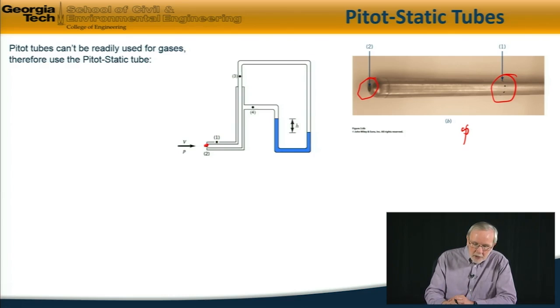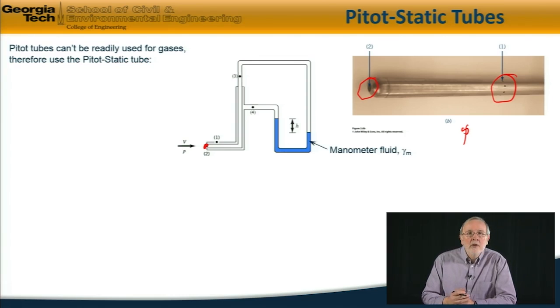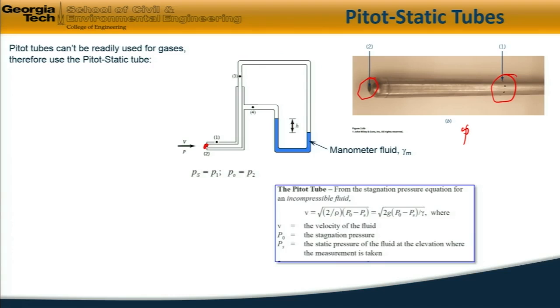So the stagnation pressure here is higher than the static pressure, therefore the manometer fluid here will deflect in the manner shown, and the reading h, the manometer reading, is a measure of the upstream velocity. And the analysis of this is fairly simple.